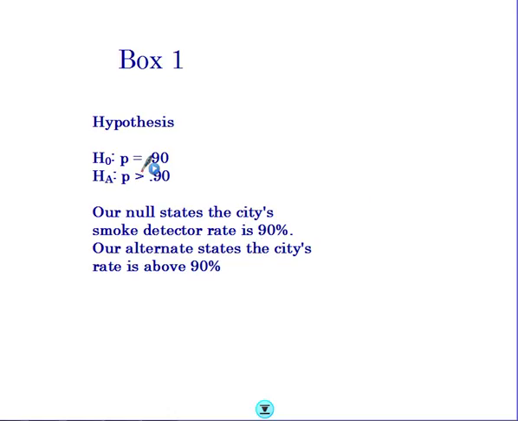And so remember, you have to write the H0 and Ha, and you have to write a little sentence sort of explaining what the H0 and Ha are talking about. So null is saying the city's smoke detector rate is 90%. The alternative states that the city's rate is above 90%. So that's all box 1 is.